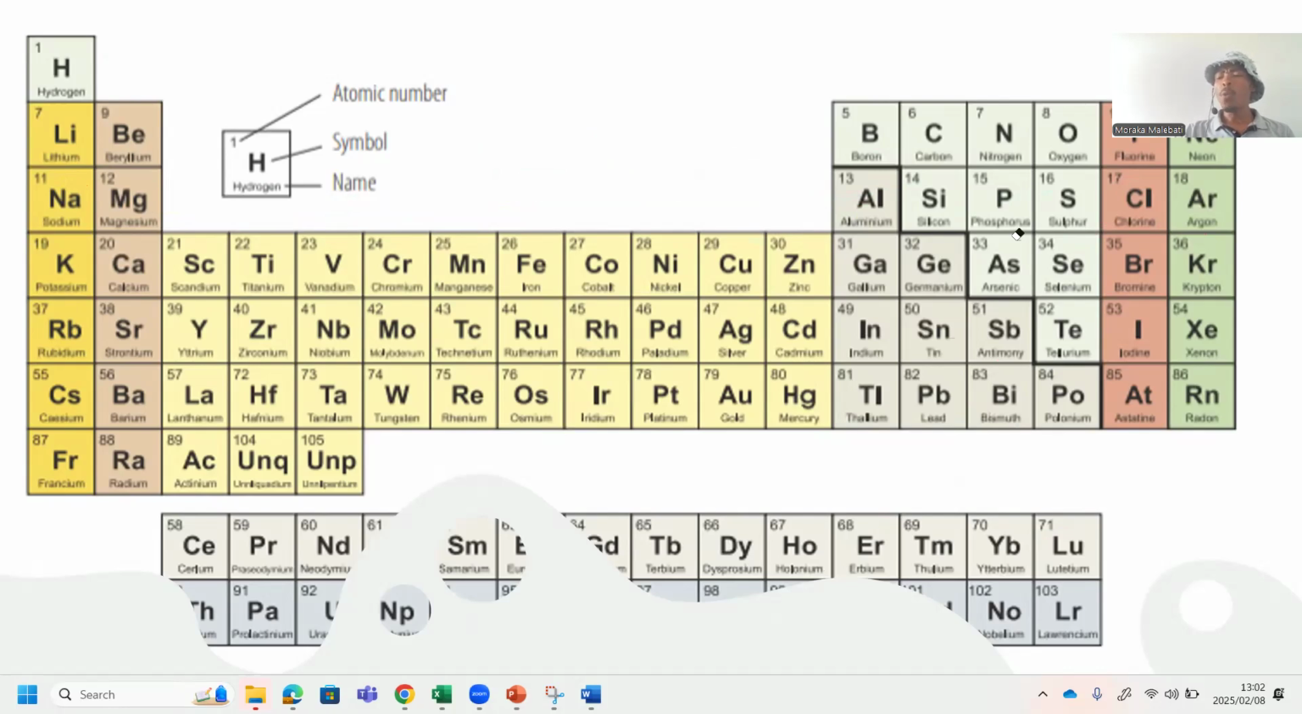All right. So when we're looking at the groups, the groups are just the vertical columns. When we're looking at the vertical columns, we've got 18 of them. Let's count them: 1, 2, 3, 4, 5, 6, 7, 8, 9, 10, 11, 12, 13, 14, 15, 16, 17, 18. We've got 18. And these ones at the center, we call them the transition ones. Then we've got this one is group 1, group 2, group 3, group 4, 5, 6, 7, 8.